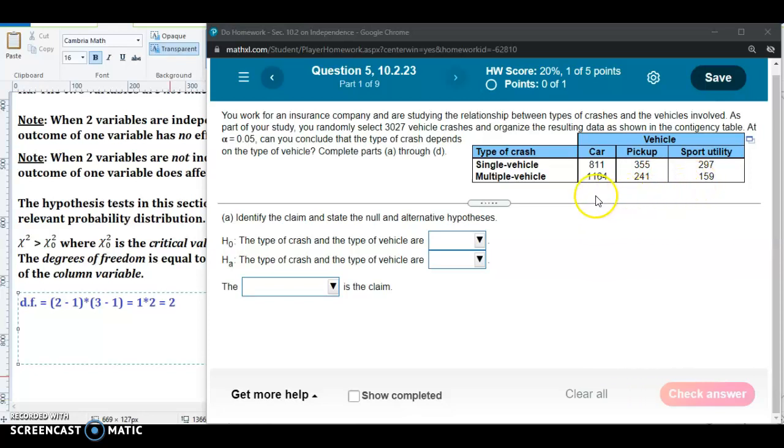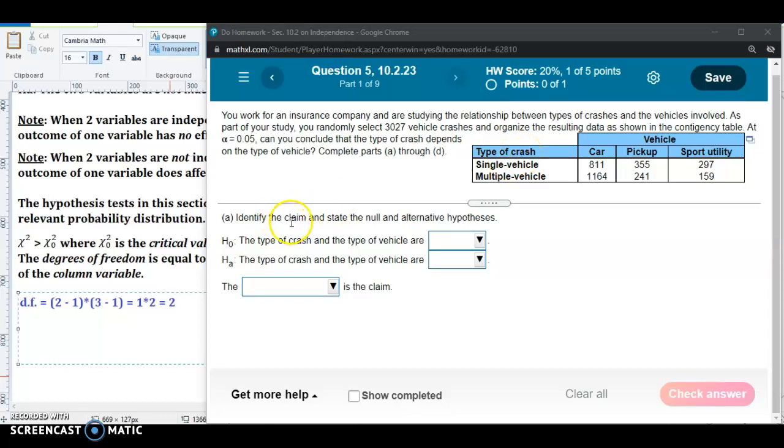So here we have the summary of the data in this contingency table. The vehicle, whether it's a car, pickup, or sport utility vehicle, is the column variable. So the categories of vehicle are organized into the columns of the table. And then likewise, the type of crash, whether it's a single vehicle or a multiple vehicle crash, are the rows of the table. So the type of crash is the row variable.